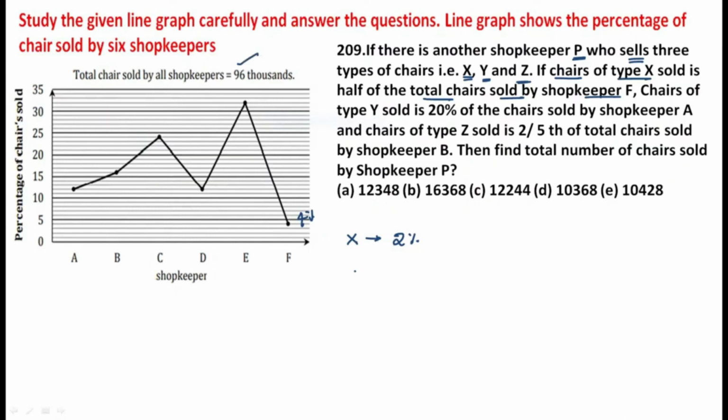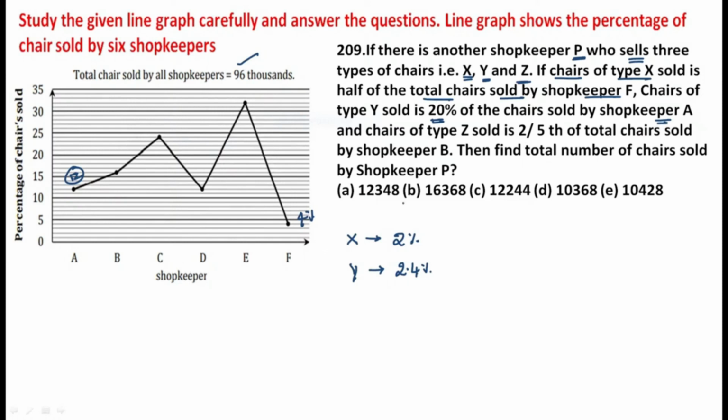Why? Because the overall value is always exactly equal to 96,000. Now, the chairs of type Y are exactly equal to 20% of shares sold by shopkeeper A. Shopkeeper A is exactly equal to 12. Now here 20% means exactly 2.4%. Why? Because 20% is 1 by 5th of 12. 1 by 5th of that value is exactly 2.4.